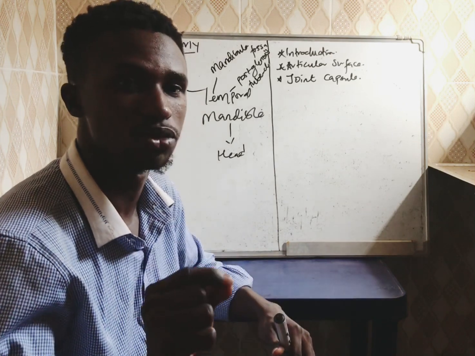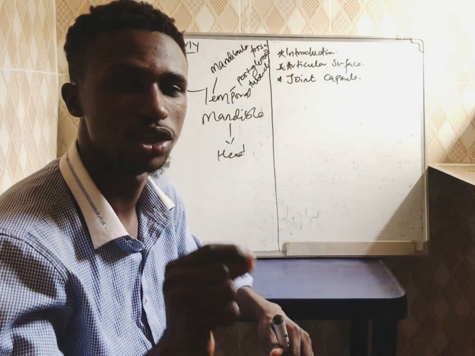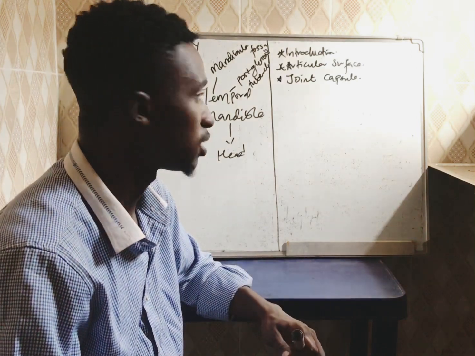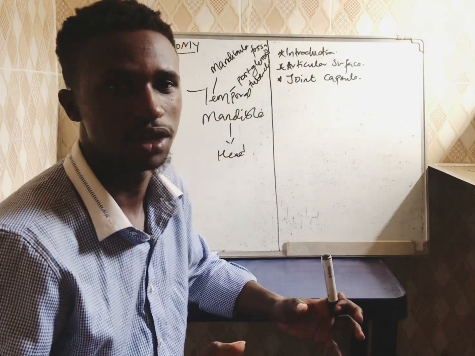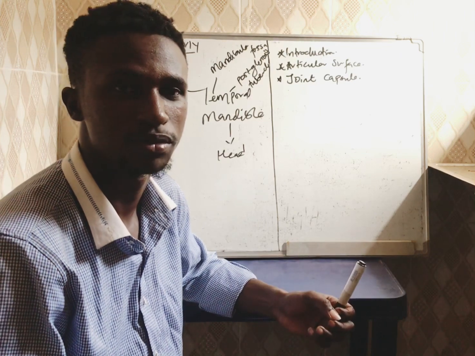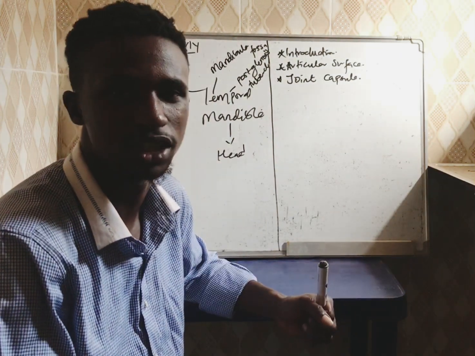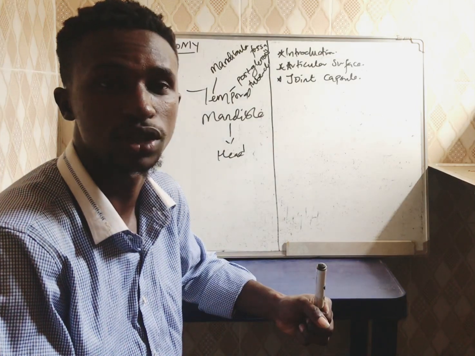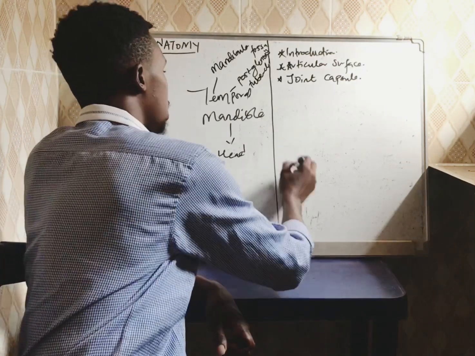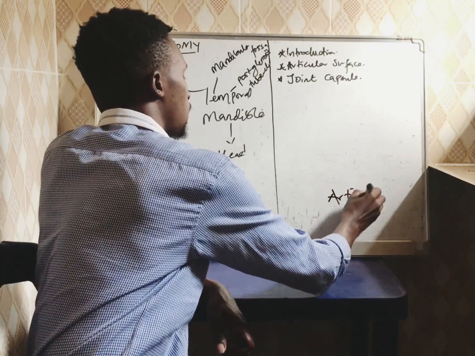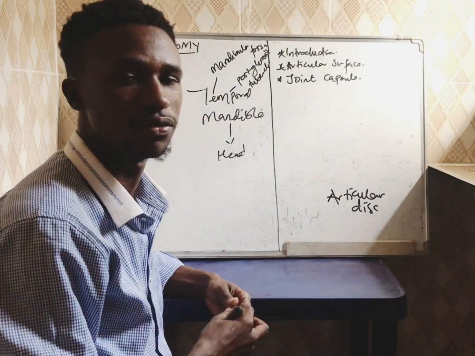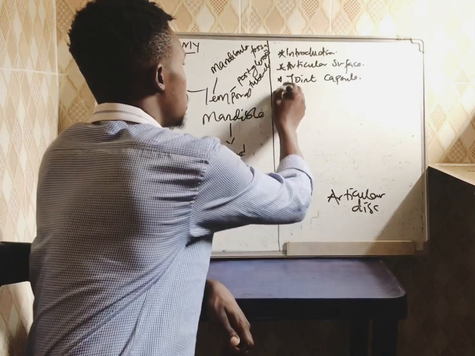After knowing about the joint capsule, there is something very important to know about the TMJ, and that is the compartment of the TMJ. Now let's talk about the compartment of the TMJ. The TMJ is divided into two compartments, the superior compartment and the inferior compartment. Always remember, what divides the TMJ into two compartments? It is what we refer to as the articular disc of the TMJ. So note that point. Articular disc of TMJ divides the TMJ into two compartments.